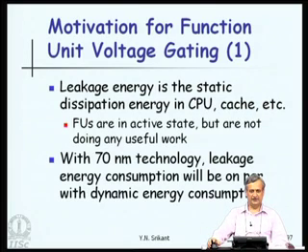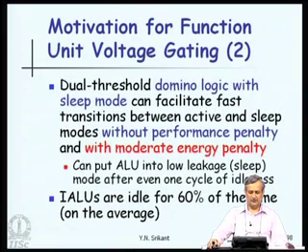As I mentioned in the last lecture, what we want to do in this compiler technique is to save leakage energy, and the function units are going to be switched on and switched off at various times during the running of the program. This is important because with 70 nanometer technology, this leakage energy consumption will be on par with dynamic energy consumption. So, how do we do all this?